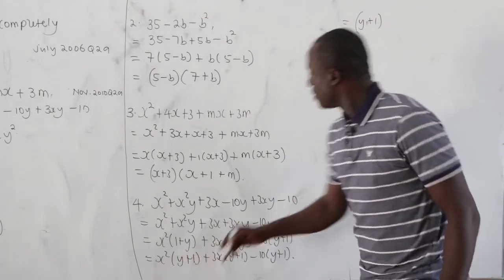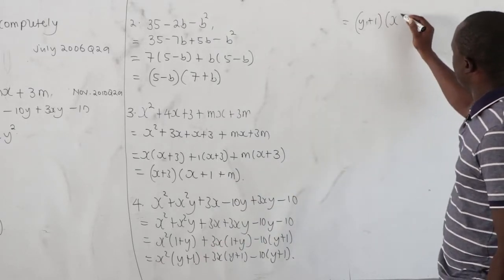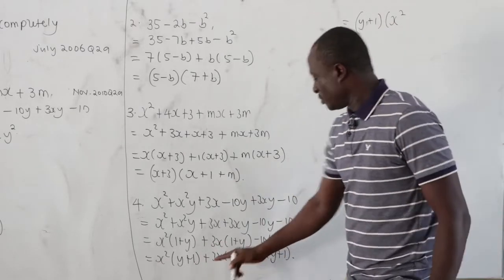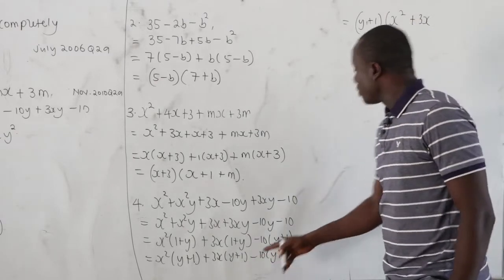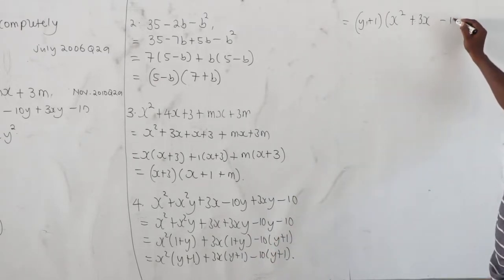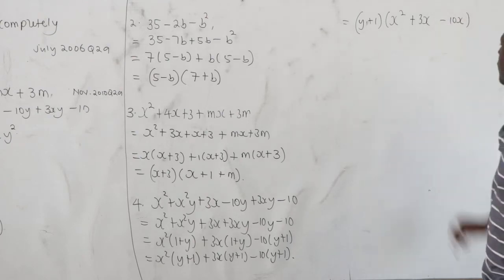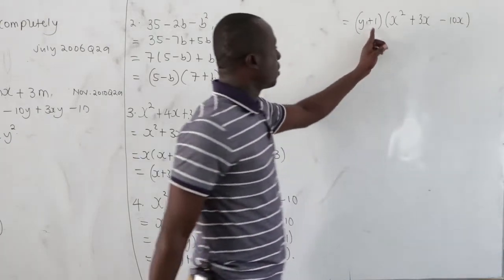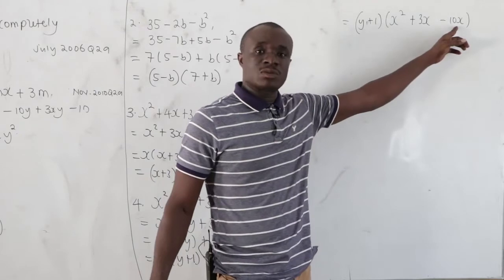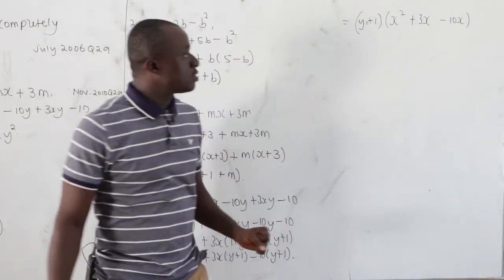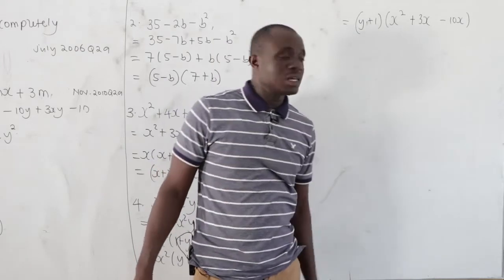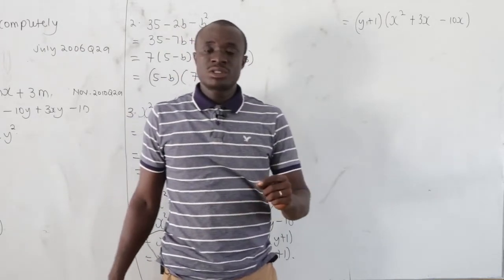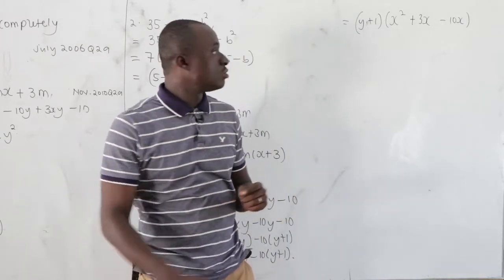What is left here? We can see that we have x squared, what do you have here? Plus 3x. And then what do you have here? We have negative 10x. Now, so you have y plus 1. Now, what do you have here? This is a quadratic expression, and we can factorize this. Two numbers that multiply to give negative 10, and when you add, you get positive 3. That is positive 5 and negative 2.